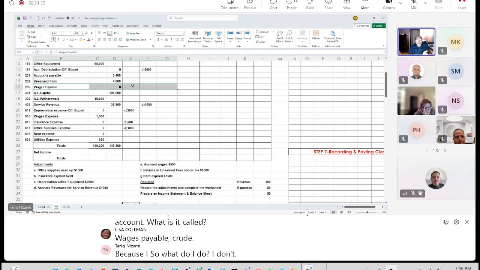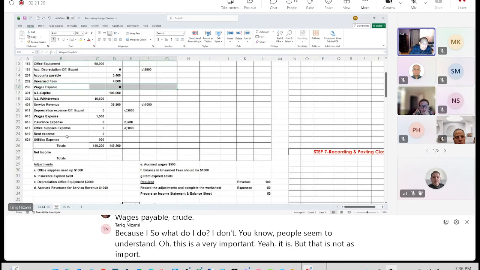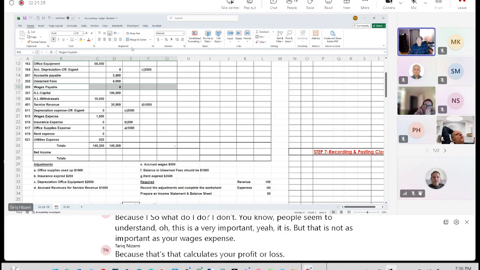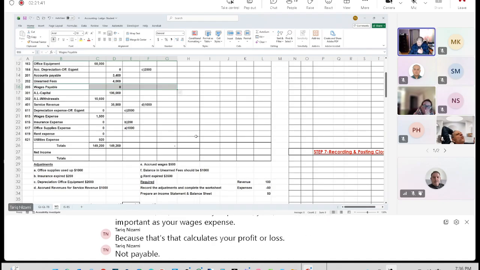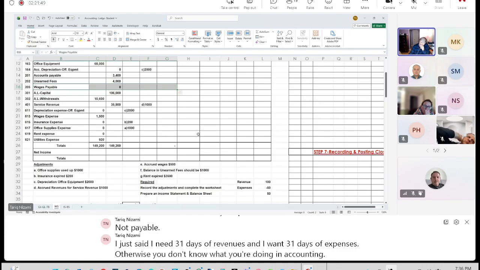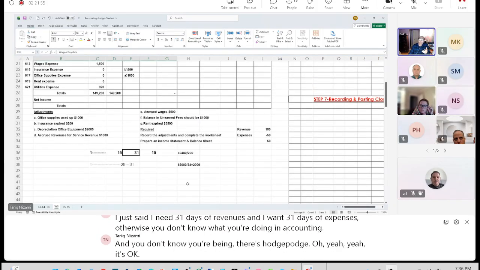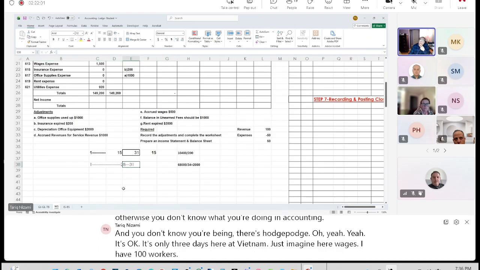People seem to understand, oh, this is very important. Yes, it is, but that is not as important as your wages expense, because that calculates your profit or loss, not payables. I just said, I need 31 days of revenues and I want 31 days of expenses. Otherwise, you don't know what you're doing in accounting. And you're doing this hodgepodge. Oh, it's okay, it's only 3 days here and 3 there. No. Just imagine, wages: I have 100 workers, 3 days wages. That's a lot of money.